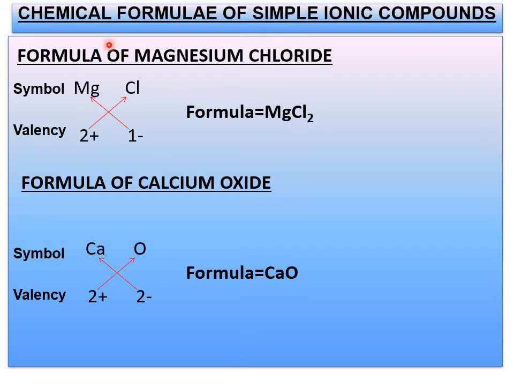Now chemical formula for simple ionic compounds. Now again the first one is formula for magnesium chloride. So you have to identify what are the elements present here. One is magnesium, the other one is chlorine. First write the symbols of magnesium and chlorine. So magnesium and chlorine. I told you if they have charged units, one is cation, the other one is anion. So magnesium you have a 2 plus, chlorine you have 1 minus.